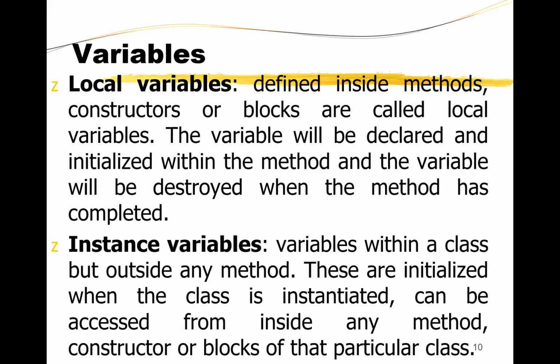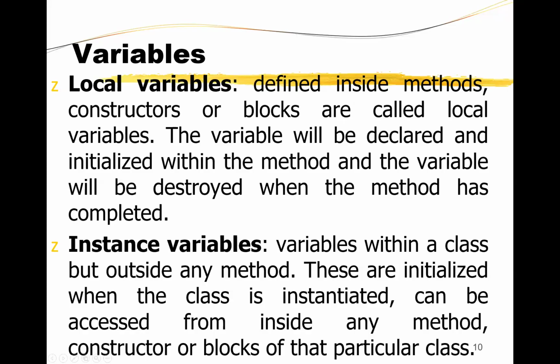If it is an instance variable, I said that instance variables are created inside a class, outside any method. Then these are initialized by the constructor. That means when you create an object from the class, those instance variables get initialized. Then these variables can be accessed by any method inside the class. Any method can access those instance variables inside the class. That's what we discussed previously.